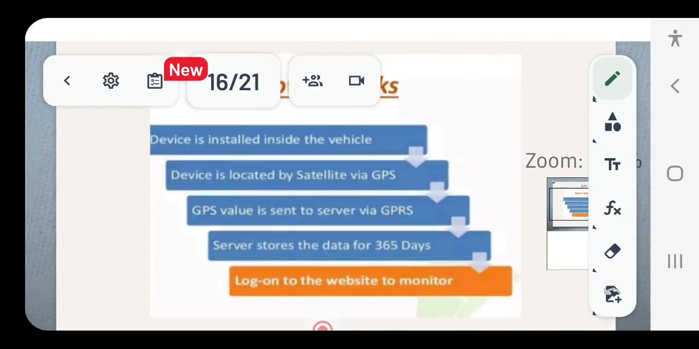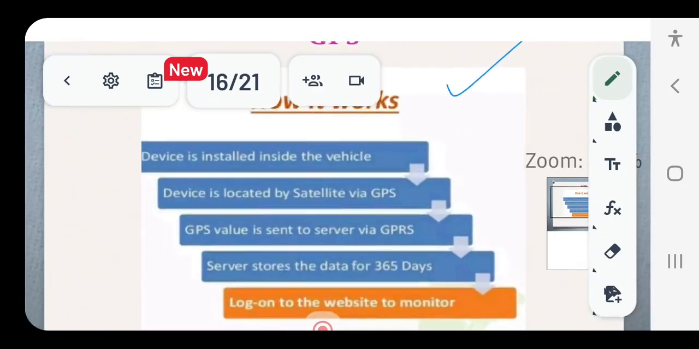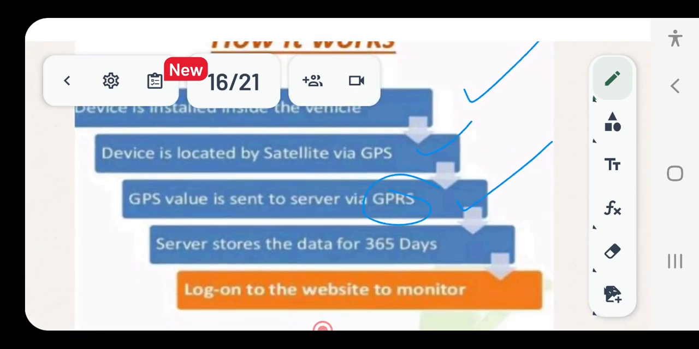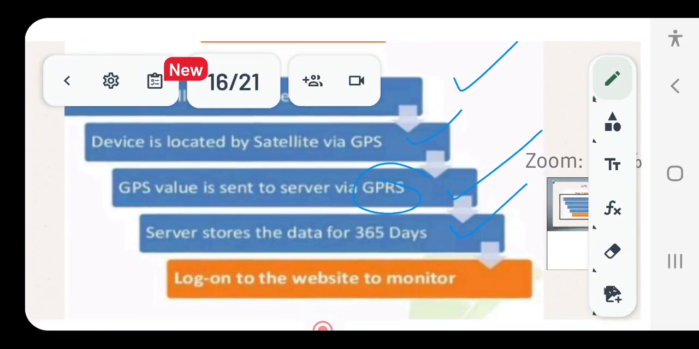Now, how the GPS system works. First, the device, that is a GPS receiver, should be installed within the vehicle, and the device will be located by the satellite using GPS, and the GPS value will be sent to the server via general packet radio services, and the server will be storing the data for 365 days, 1 year, and whenever you require the information, you just log in.